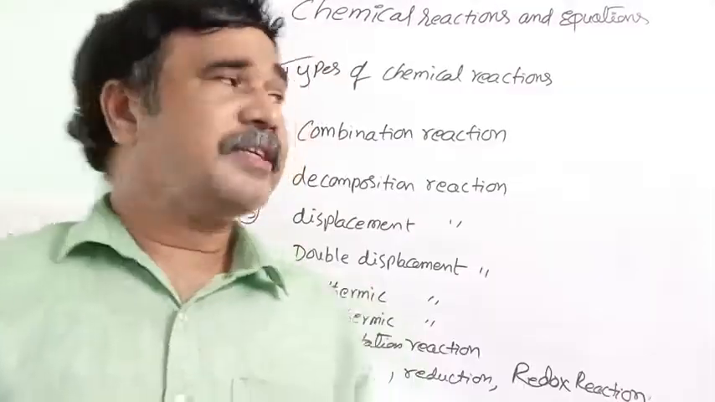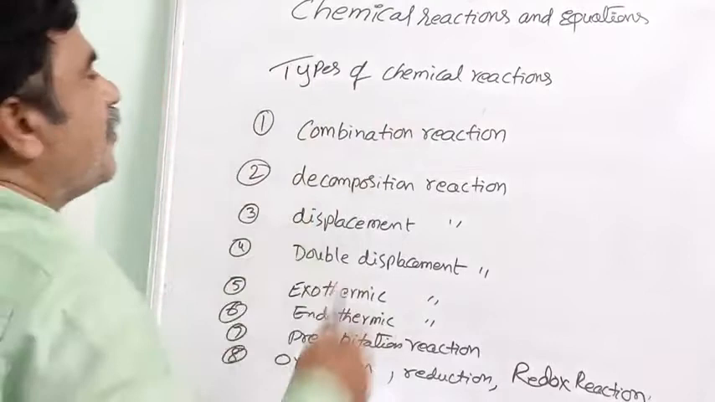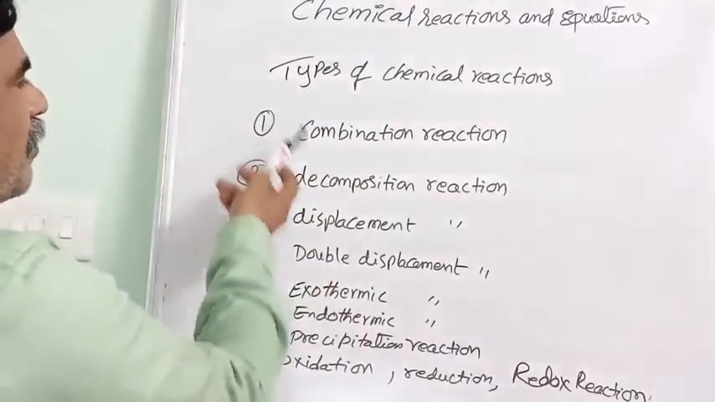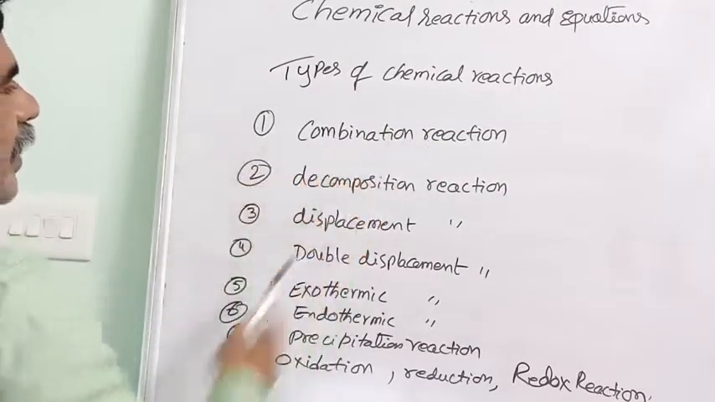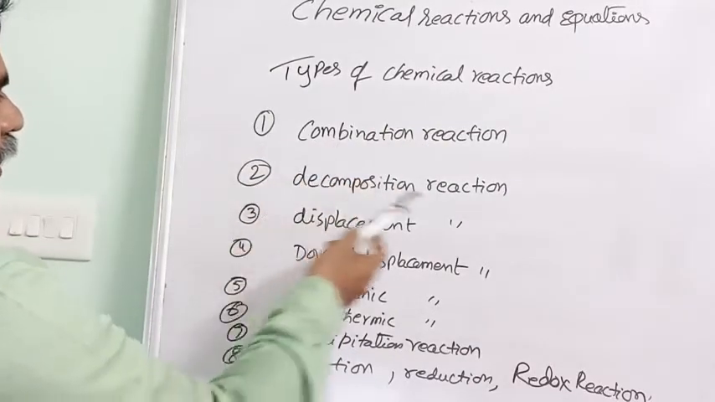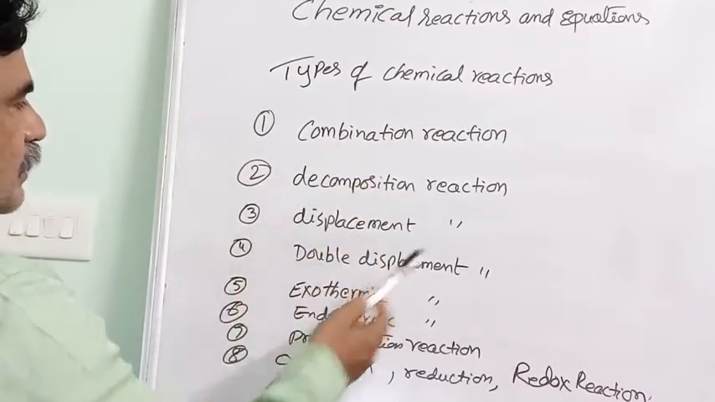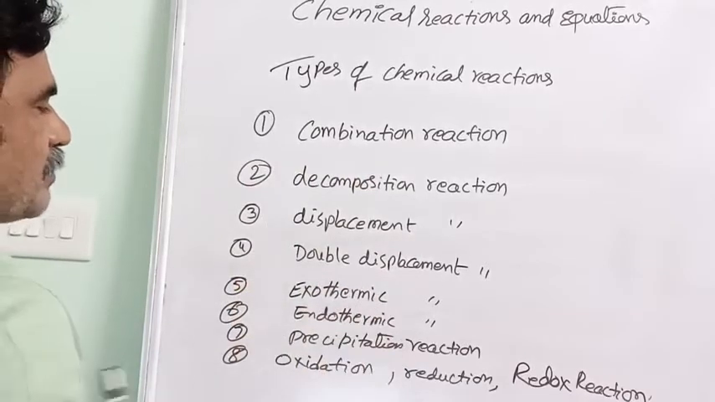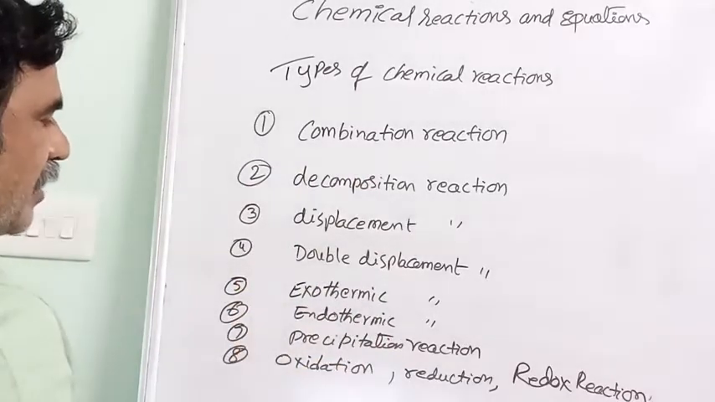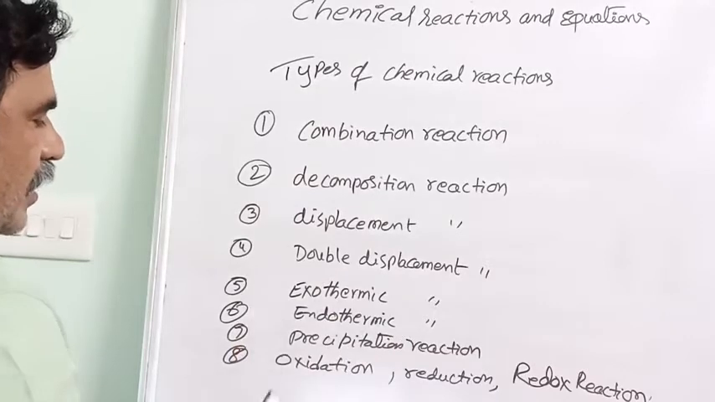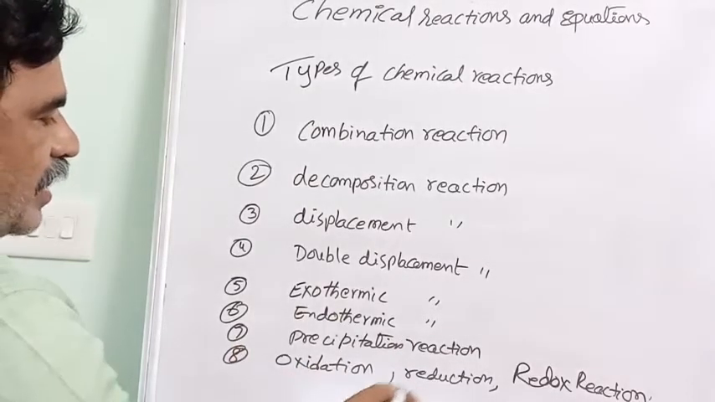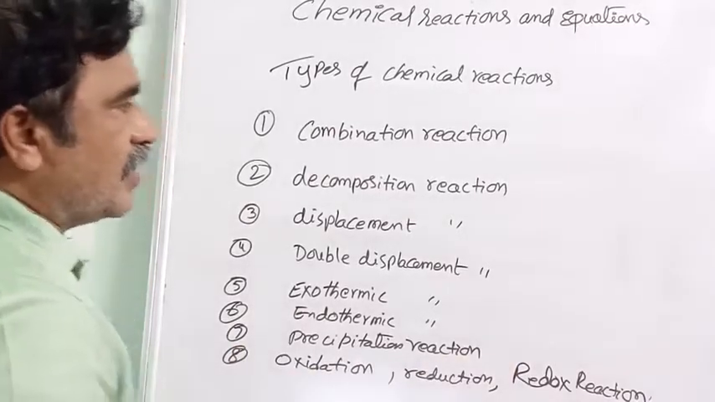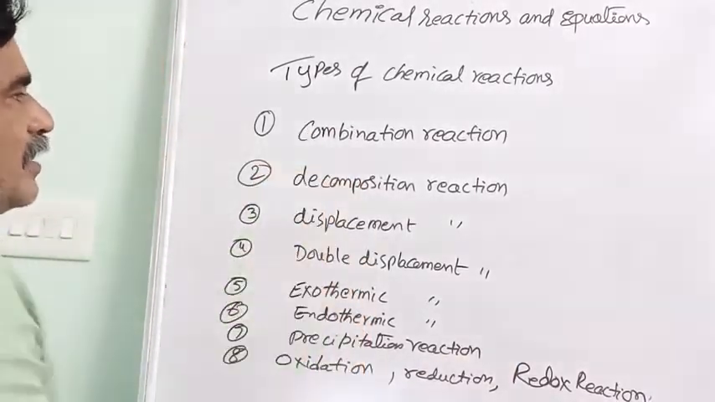Okay. Next topic is types of chemical reactions. There are many types of chemical reactions. In your syllabus, it is combination reaction, decomposition reaction, displacement reaction, double displacement reaction, exothermic reaction, endothermic reaction, precipitation reaction, oxidation, reduction and redox reactions. I will explain all these one by one.